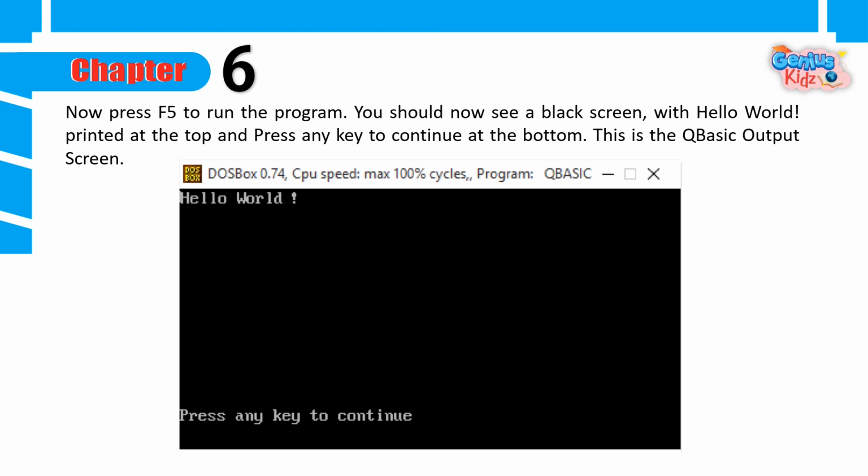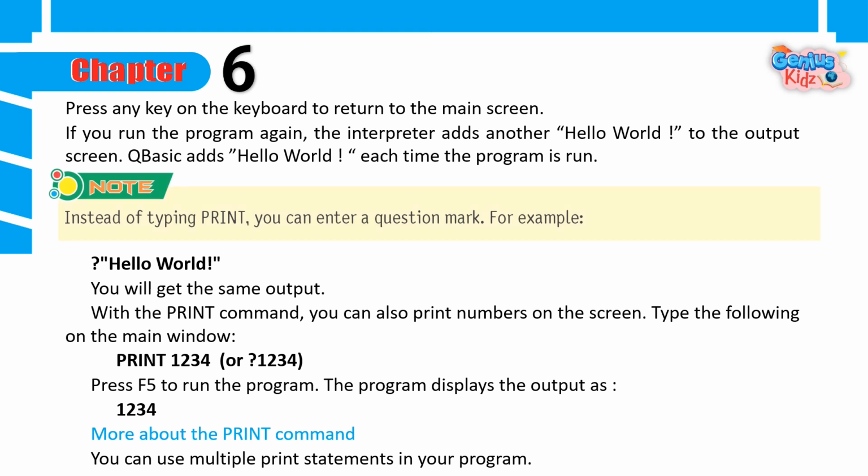You should now see a black screen with hello world printed at the top, and "Press any key to continue" at the bottom. This is the Q-Basic output screen. Press any key on the keyboard to return to the main screen. If you run the program again, the interpreter adds another hello world to the output screen. Q-Basic adds hello world each time the program is run.